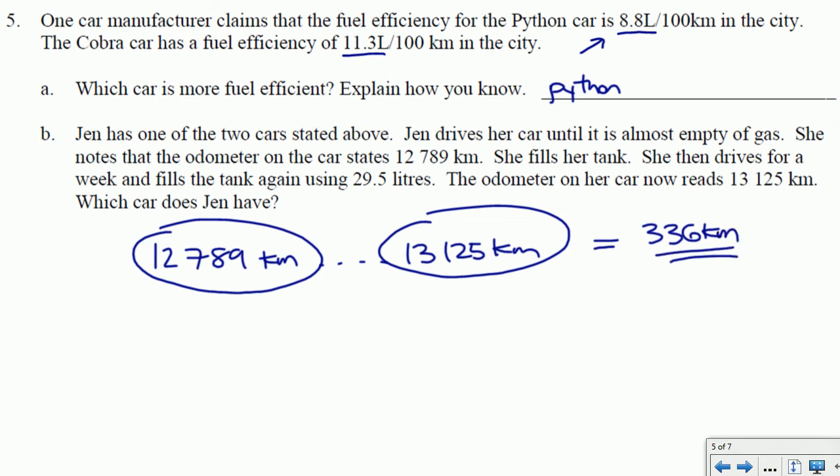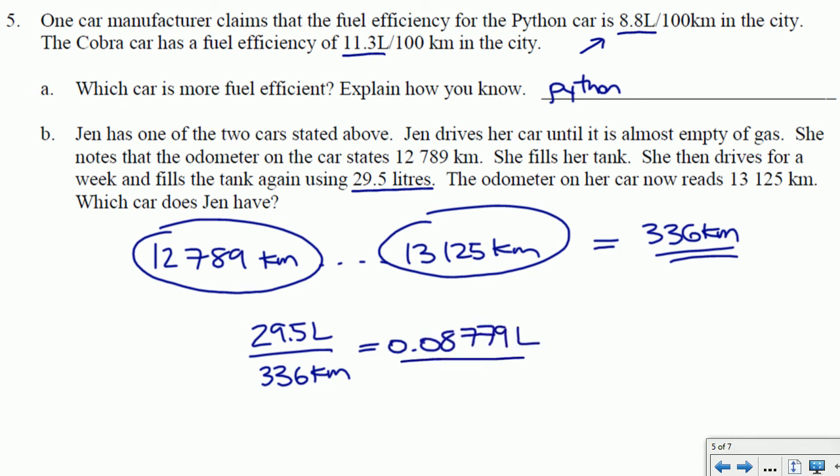And since she used 29.5 liters of gas to cover this distance, we can figure out her fuel efficiency. So we're going to go 29.5 liters divided by 336 kilometers. So that's going to give us a figure of 0.08779 liters per kilometer, which is a unit rate, and it's a little bit difficult at the moment to compare it to the fuel efficiency of the Cobra or the Python.